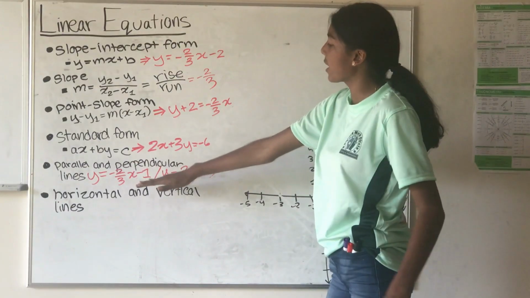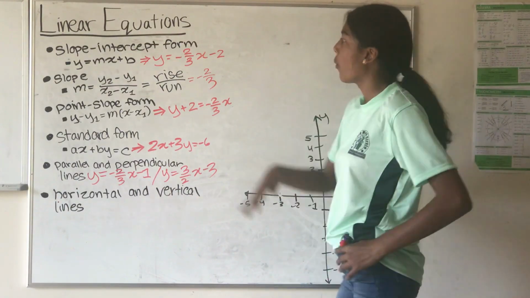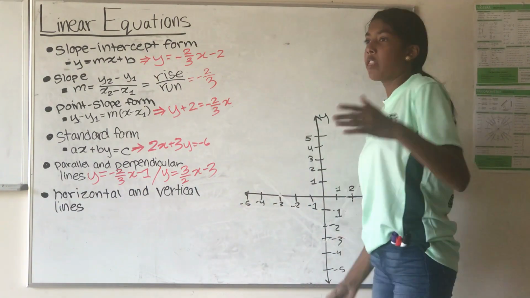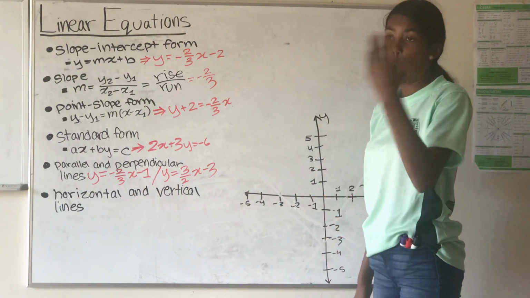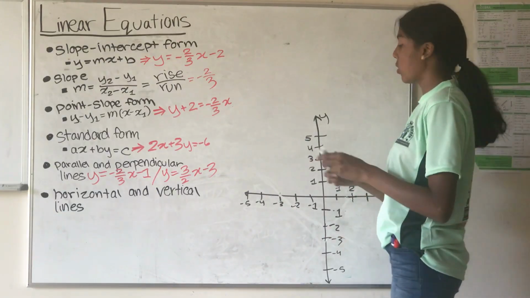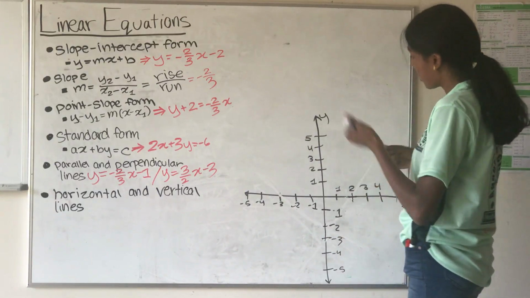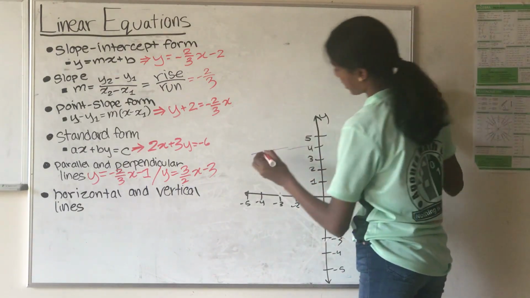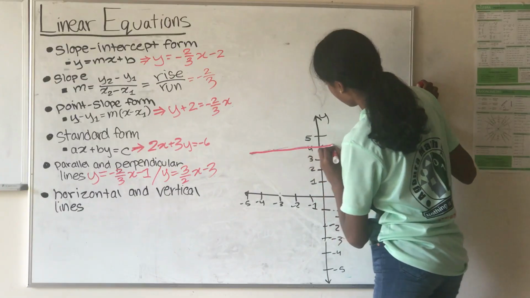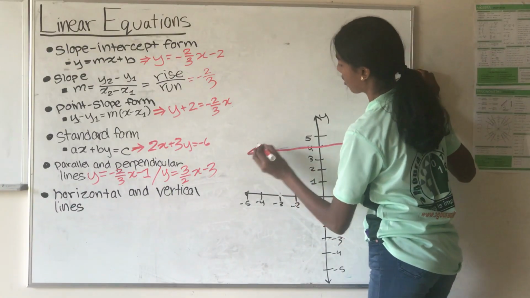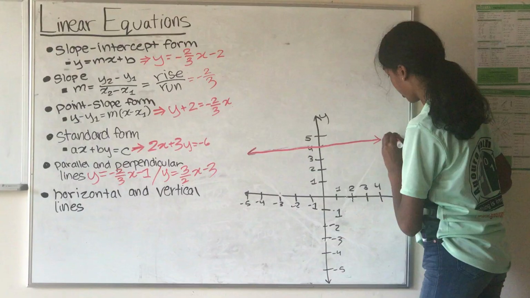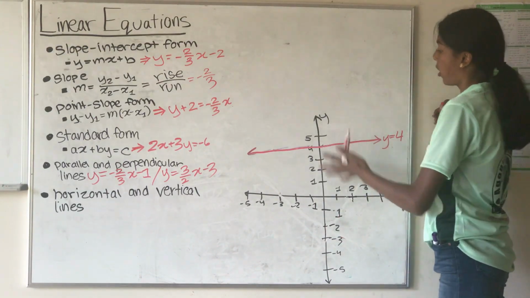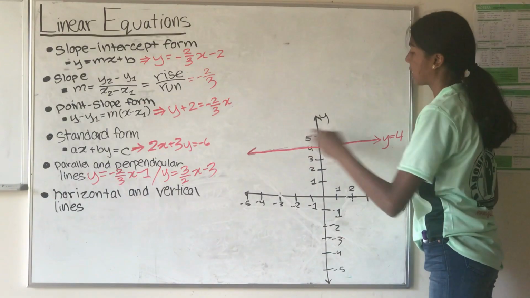So these are our answers for the parallel and perpendicular lines to this. So now we're going to move on to the horizontal and vertical lines. They're just as the name says, horizontal and vertical. But the only thing you need to know about them is if you were to have a horizontal line, this line would be y equals 4. And that's it. It'd be y equals a number, and that's going to be horizontal.